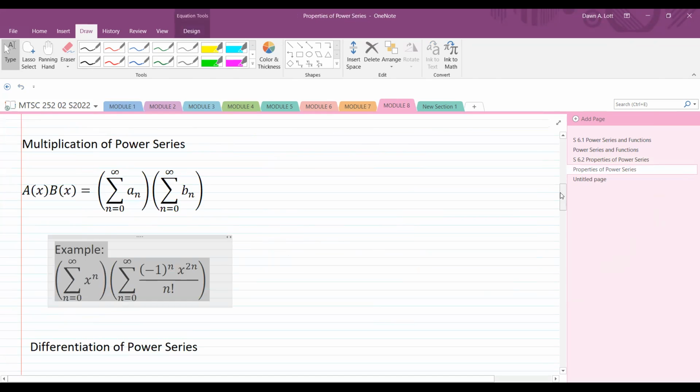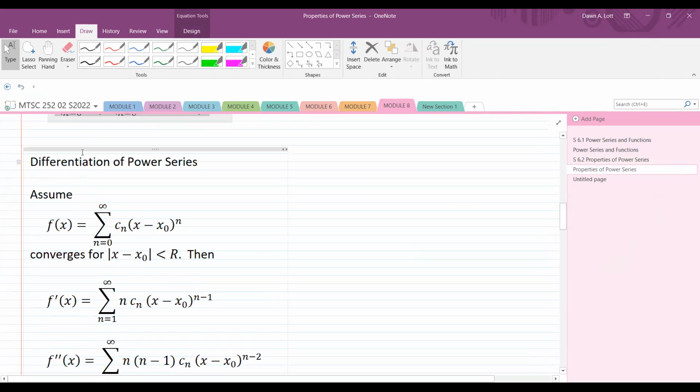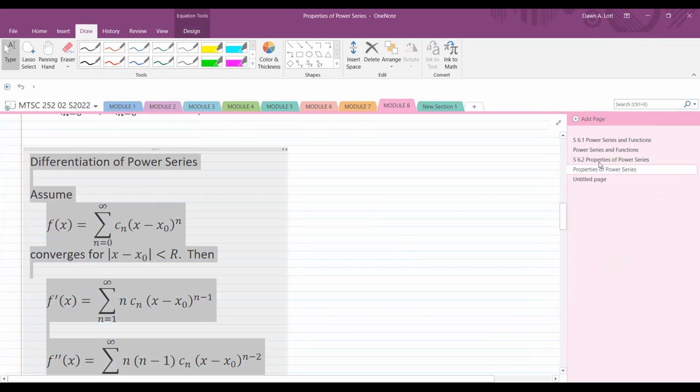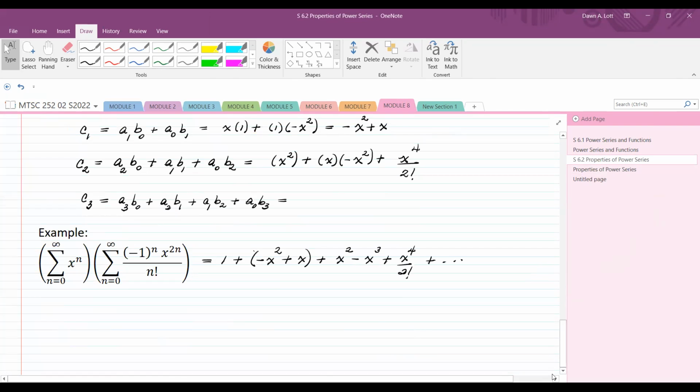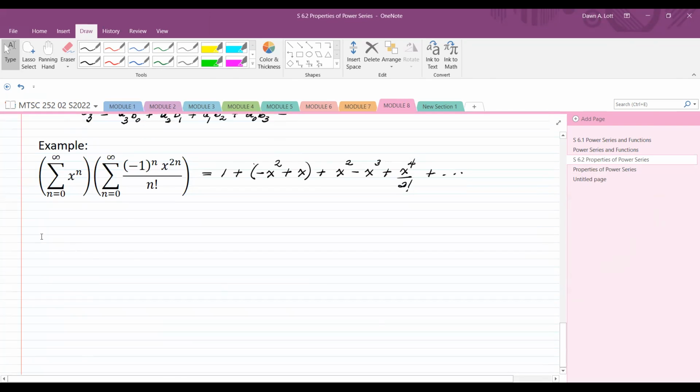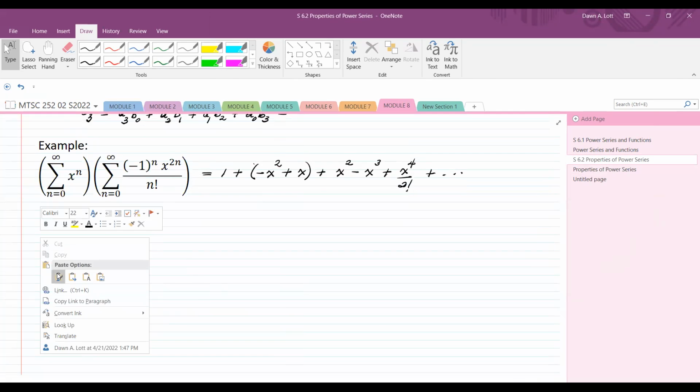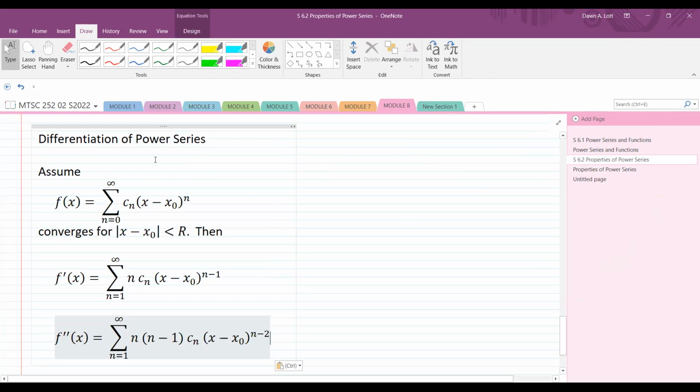All right, differentiation of power series is actually rather easy. Again, I'll post these notes for you guys so you can fill in any gaps that you may have, because I have stuff already pre-written out. So, all right, I'll give you a minute to copy this down.